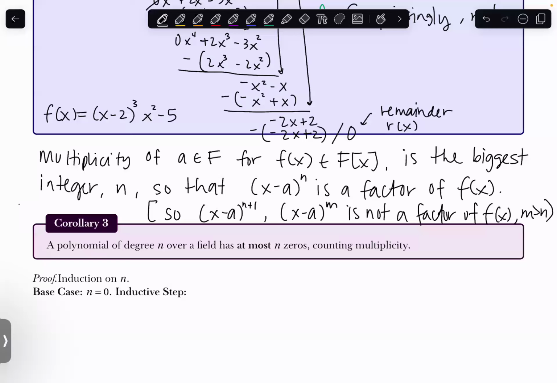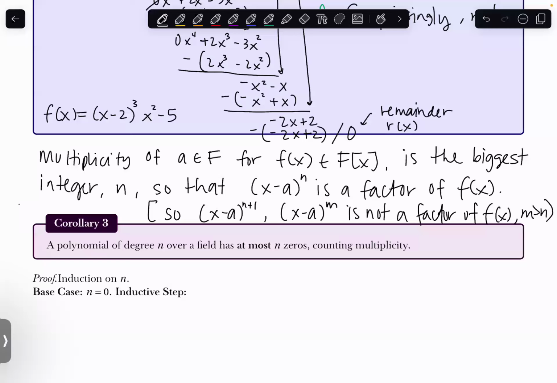So if it's not a 0, the multiplicity will be 0. Really, you think it doesn't show up as a factor. If it is a 0, the multiplicity is at least once. And that x minus a will show up exactly that many times in its factorization. That's really how you can think of it.